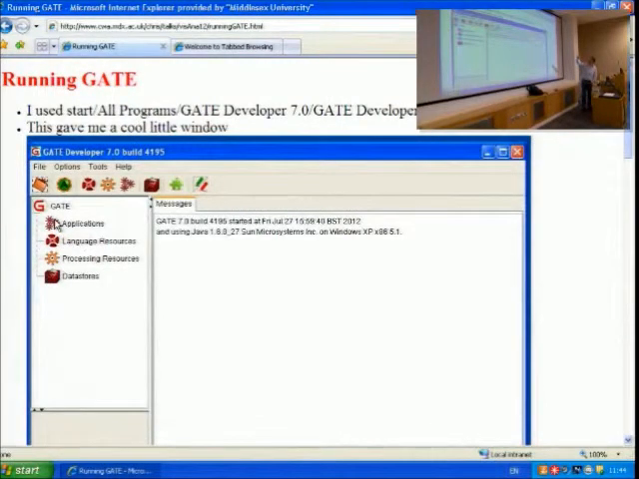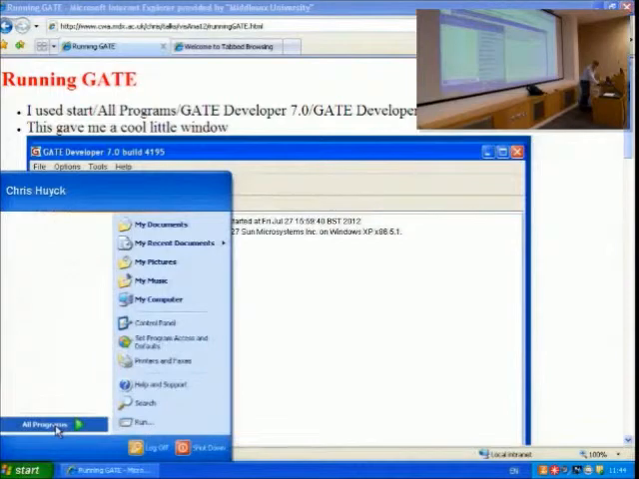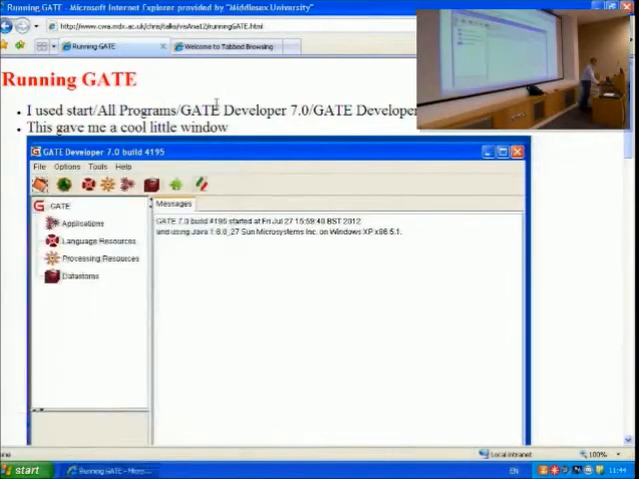So I use Start, All Programs, Gate Developer, from here. Of course I had Gate Developer installed, so it worked. I thought about doing this here during the talk, but that seemed somewhat too bold, so I didn't. Yeah, and it gave me a cool little window, so I ran it, and there you go. That's Gate running.